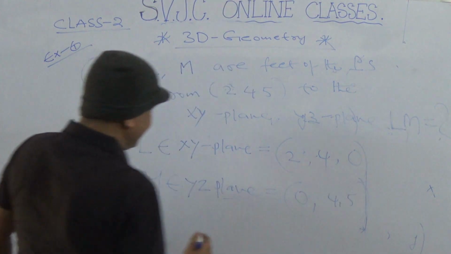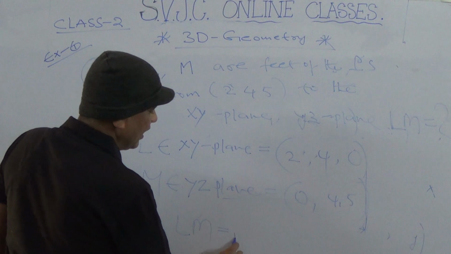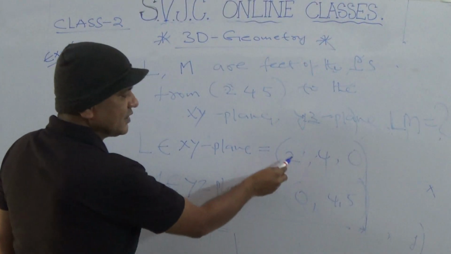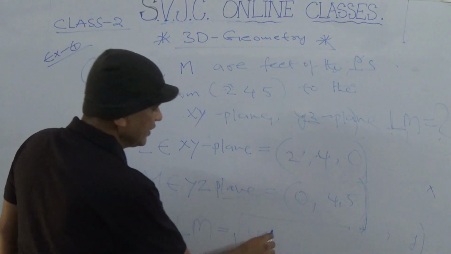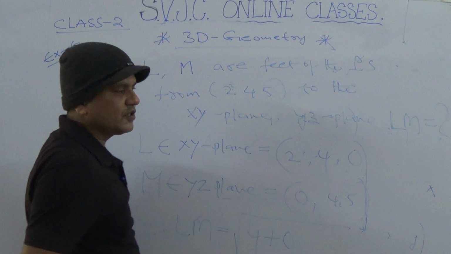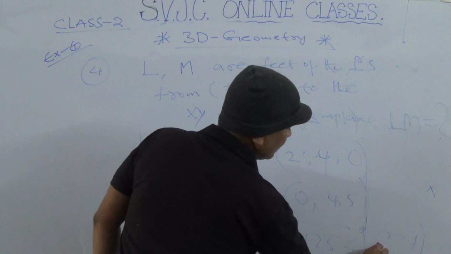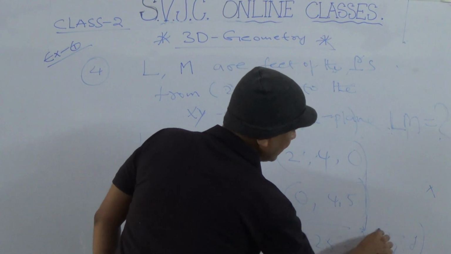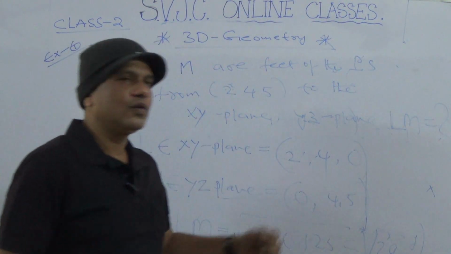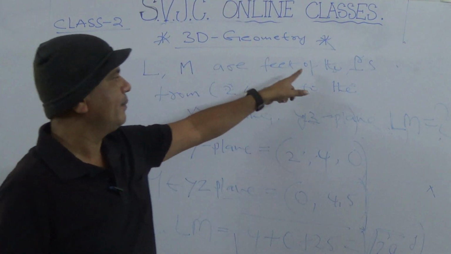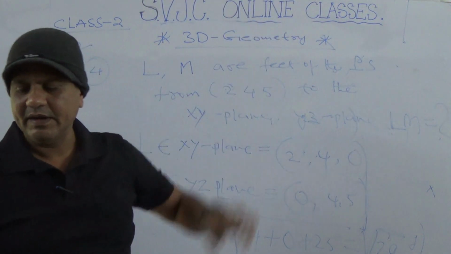Now LM, the distance between L and M, is equal to, by the distance formula, the square root of (x2 minus x1) whole square, that is 2 squared, which is 4, plus (y2 minus y1) whole square, 4 minus 4 whole square, which is 0, plus (z2 minus z1) whole square, 5 minus 0 whole square, which is 5 squared, that is 25. So the final answer is root 29. That means the distance between L and M is root 29, where L and M are the feet of the perpendicular from this point to the xy plane and yz plane.